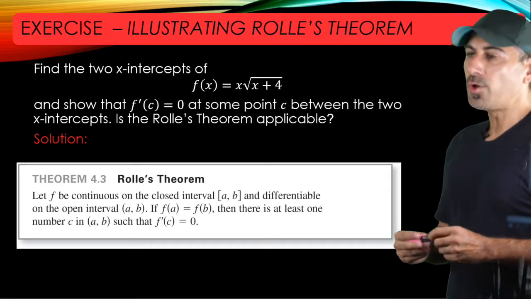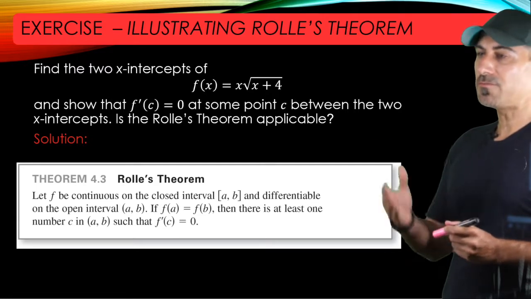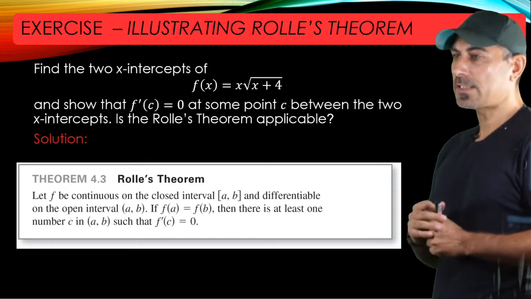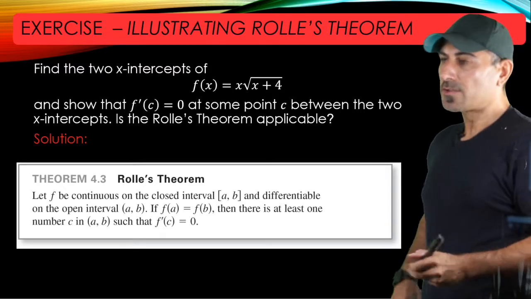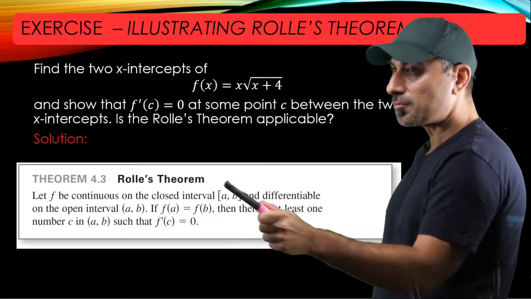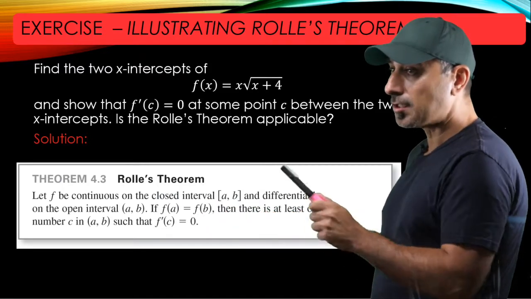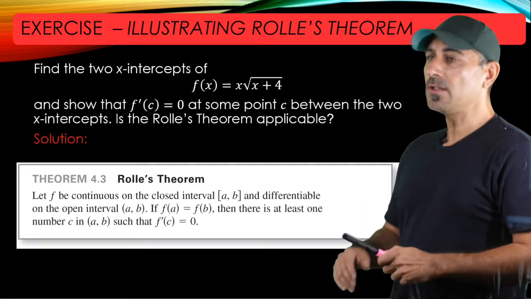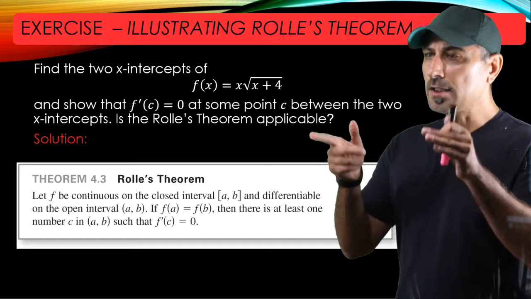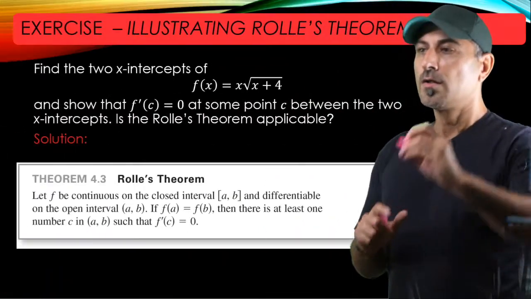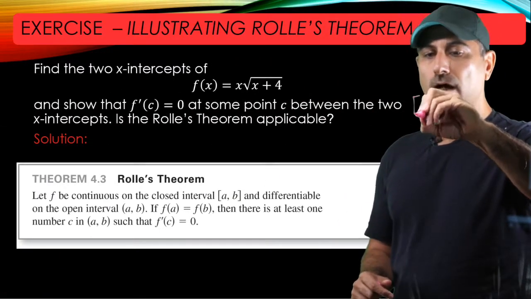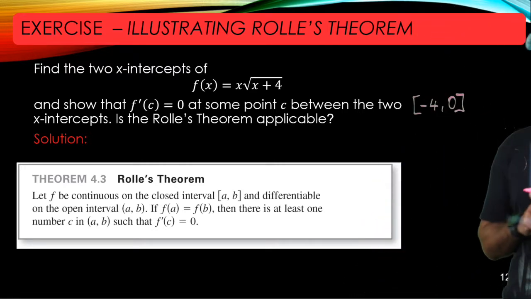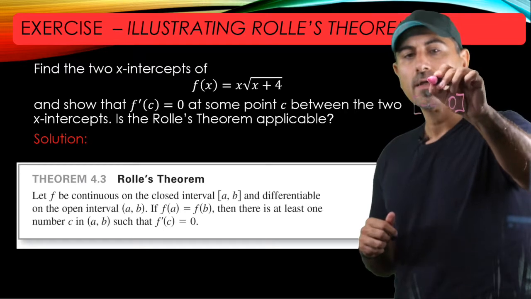To check if Rolle's theorem is applicable for this function, let's read out the statement of Rolle's theorem again. First of all, we should start with a continuous function and a closed interval provided to us. I'm going to take the interval made up by the x-intercepts. The x-intercepts were -4 and 0, so let's start with this interval. This is going to be my a, this is going to be my b.